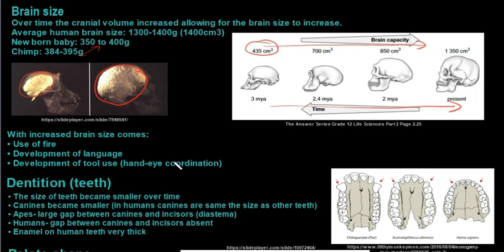Now, why is brain size that important? With brain size came the use of fire, the development of language, and also the development of tool use and hand-eye coordination. These are all linked because tool use had to be passed on, and the only way that tool use and how to make it could be passed on was with verbal communication. You would get some through with communication like hand signals and so on, but the best communication obviously happens with language.